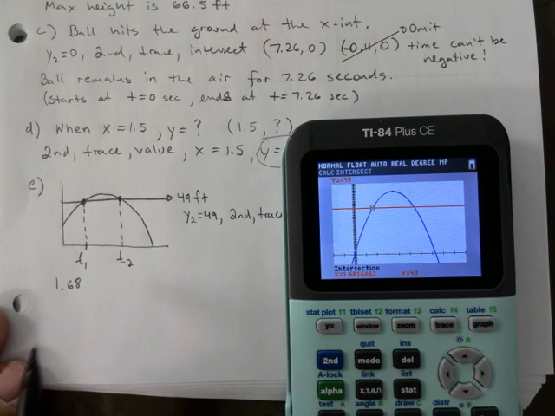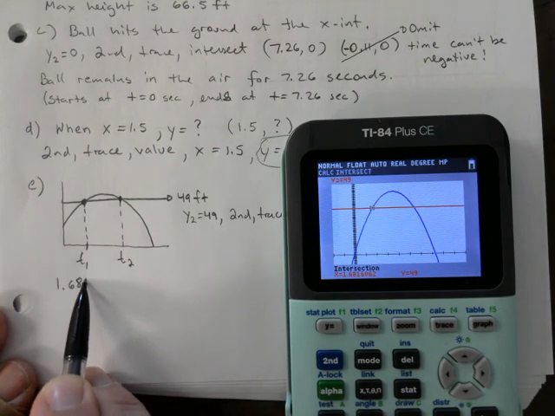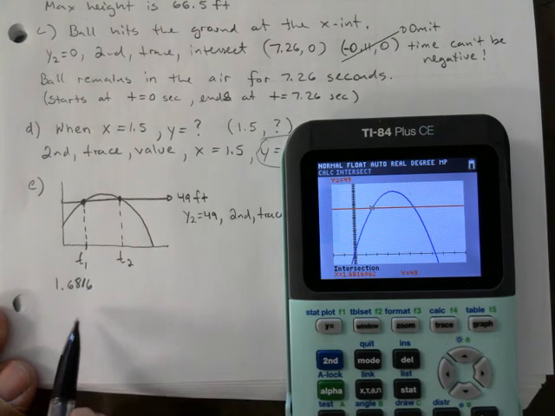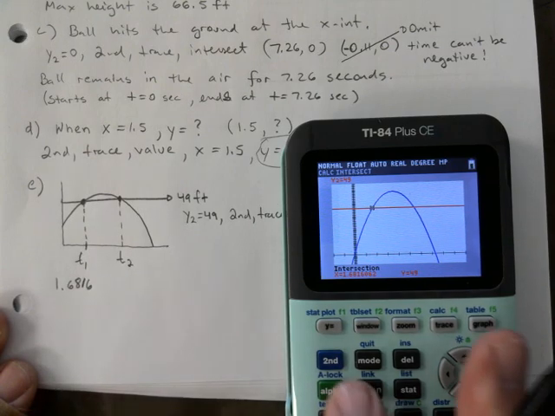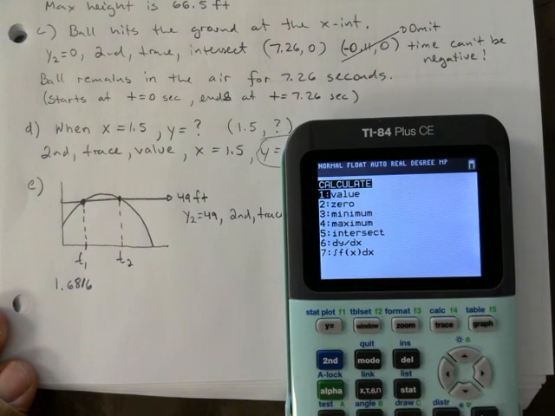1.68. This rounds to 1.6816 if you round to 4 decimals. Right, so that's the first time. And then get the second time. Second trace, 5.